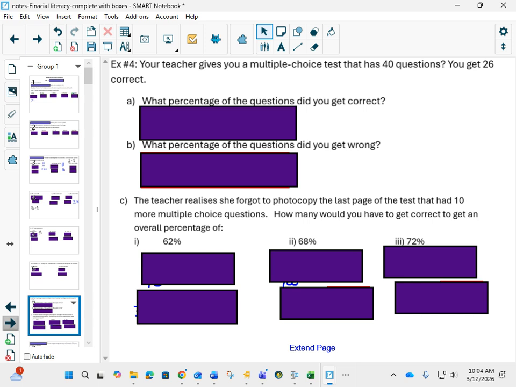The teacher gives you a multiple choice test, 40 questions. You get 26 correct. Could you figure out your percentage? And could you figure out the percentage if you got wrong? Again, I'm going to give you a head start on these questions. Try to see if you can get them done first, and then I'll put up the answer. And if you get ahead of me and can do part C and do the next question as well, awesome.